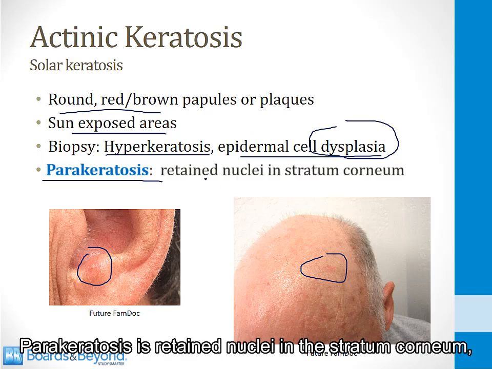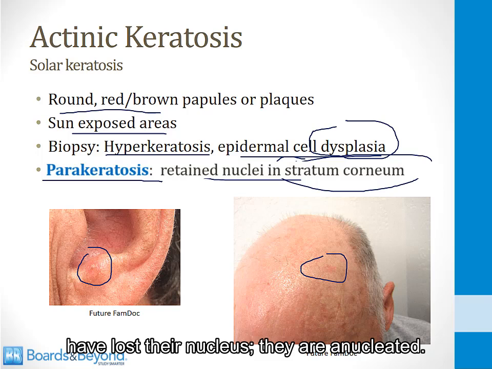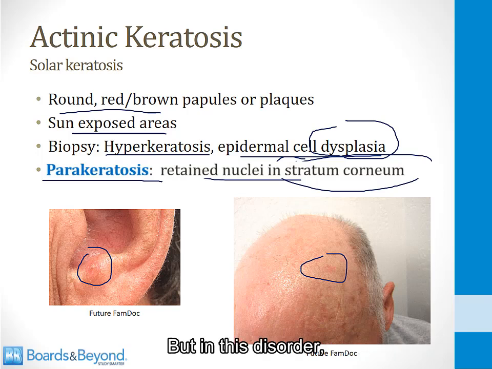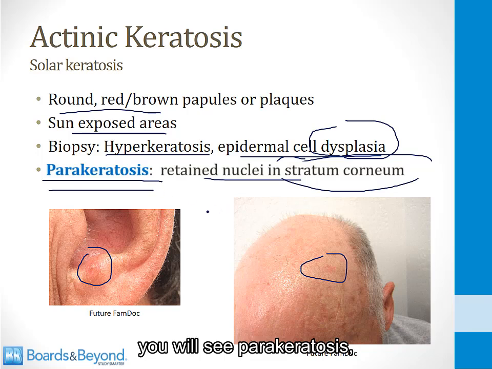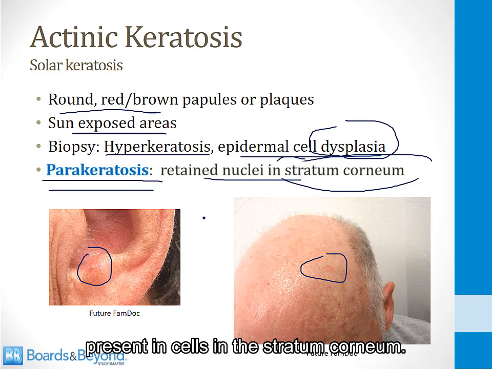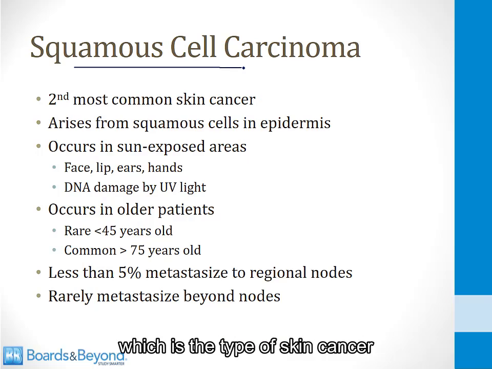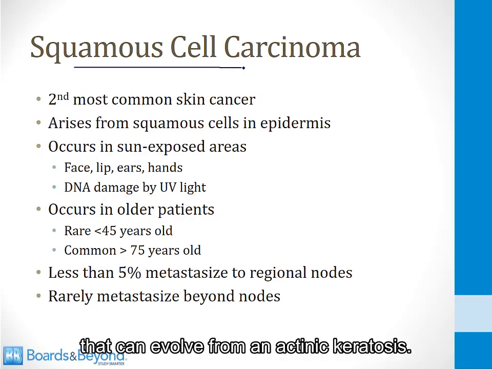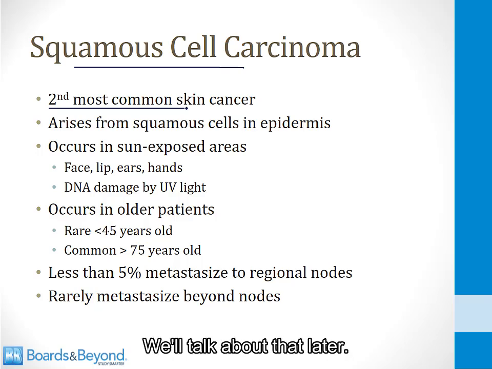Parakeratosis is retained nuclei in the stratum corneum. Normally, the keratinocytes in the stratum corneum have lost their nucleus. They are anucleated. But in this disorder, because there's dysplastic cell growth, you will see parakeratosis, which means there will still be nuclei present in cells in the stratum corneum. So that's a nice segue into squamous cell carcinoma, which is the type of skin cancer that can evolve from an actinic keratosis. This is the second most common type of skin cancer. Basal cell is the most common. We'll talk about that later.